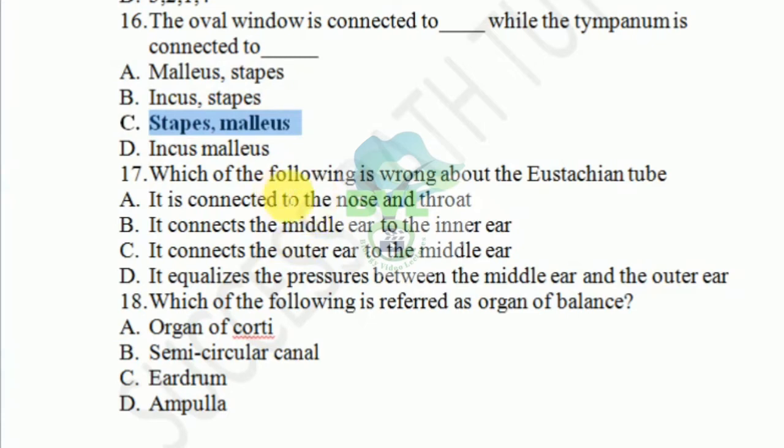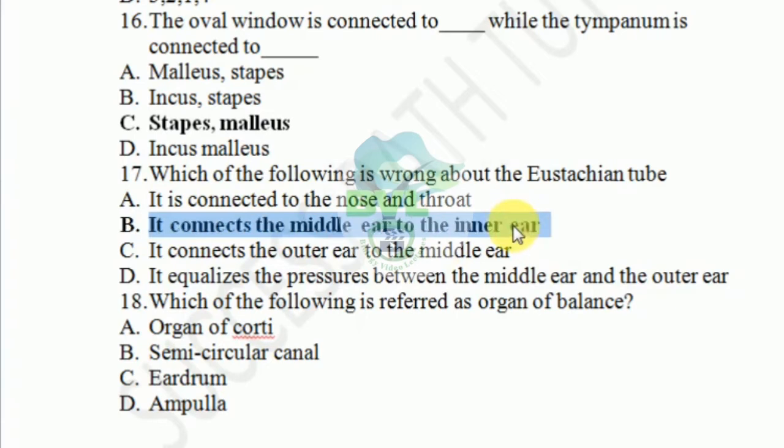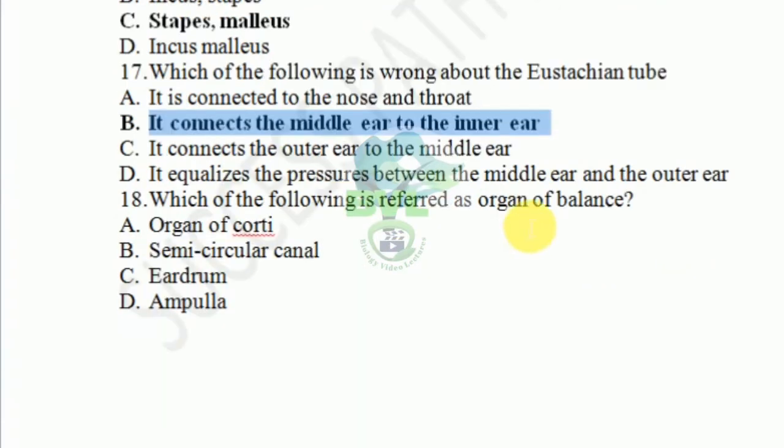So which of the following is wrong about the Eustachian tube? Every other thing here is correct, except for the fact that it does not connect the middle ear to the inner ear. No, that's not part of what it does. Alright, every other thing there is correct. Which of the following is referred to as the organ of balance or structure of balance? That would be the semicircular canal, which is part of the inner ear.